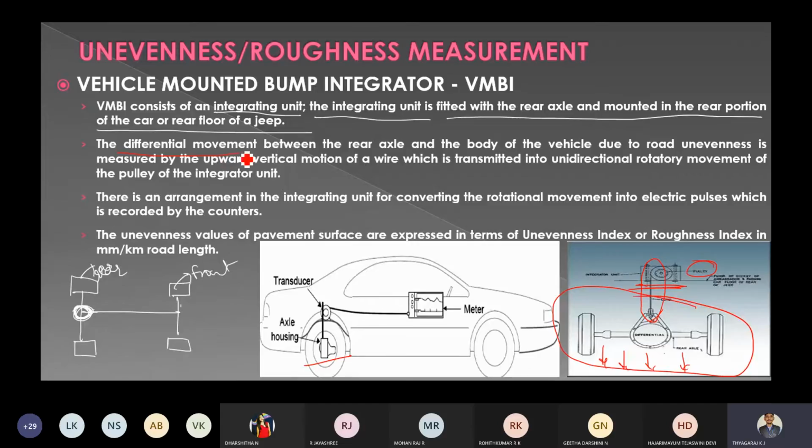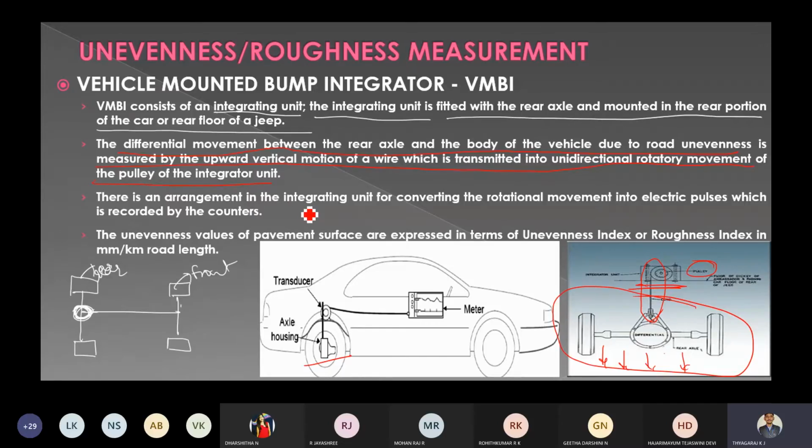Then the differential movement between the rear axle and the body of the vehicle due to road unevenness is measured by upward movement of the wire, which is transferred unidirectionally. I told you, a pulley arrangement will be there. When there is a difference in the undulation between the actual rear axle level and the pavement level, it will fluctuate. The pulley will be fluctuating and you will be recording the reading.